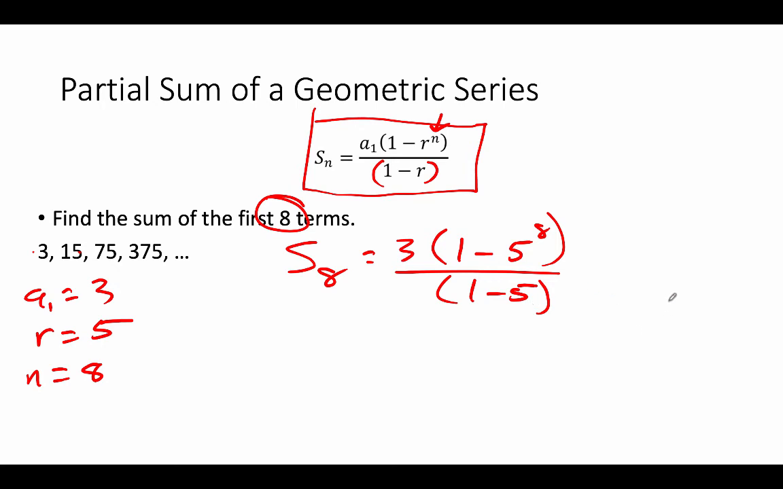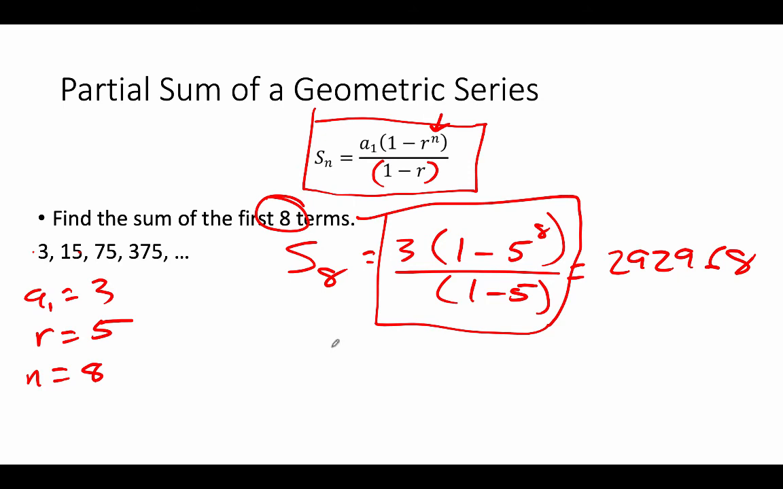So these are exponential equations, so they go up very quickly. So I got 292,968, which shouldn't surprise you because this is times 5 times 5 times 5, and we would continue on and we get a very large number. So please make sure that you put this into your calculator correctly.